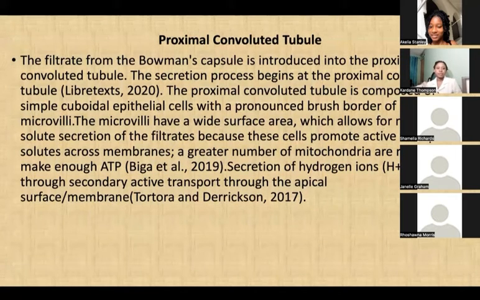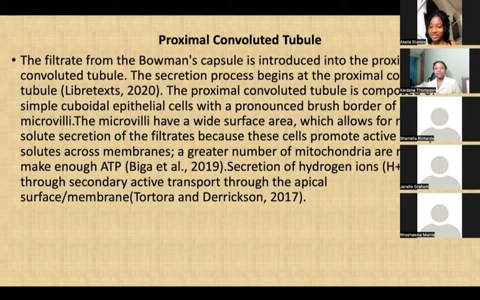So starting with the proximal convoluted tubule. The filtrate from the Bowman's capsule is introduced into the proximal convoluted tubule. The secretion process begins at the proximal convoluted tubule, as said before. The proximal convoluted tubule is comprised of simple cuboidal epithelial cells with a pronounced brush border of microvilli.